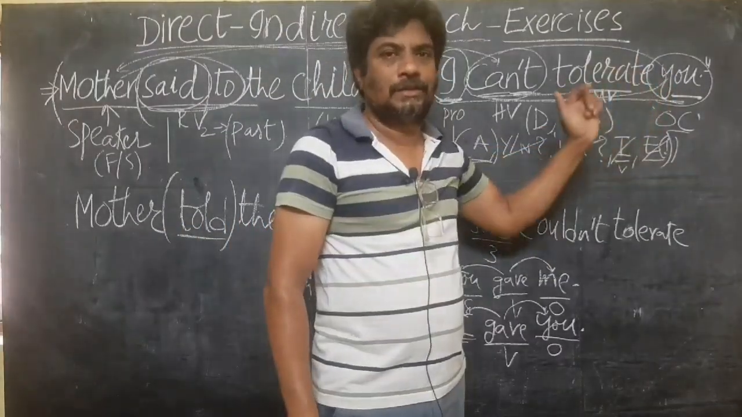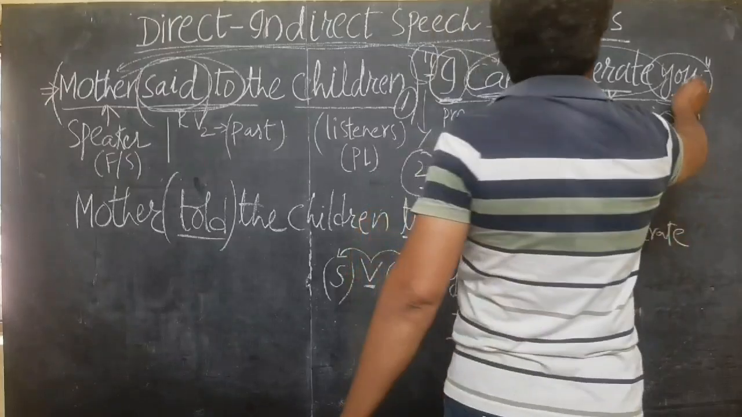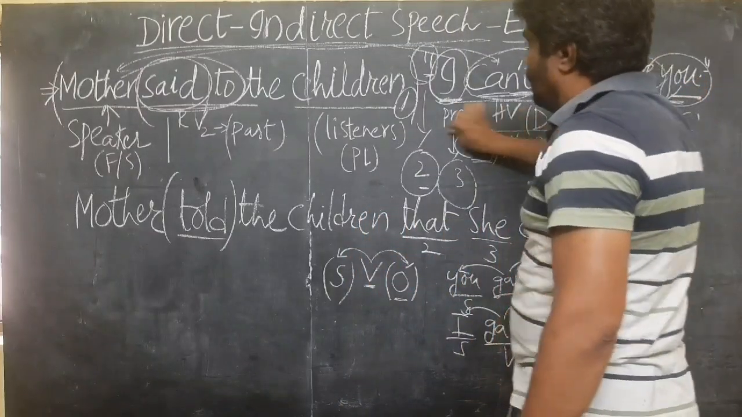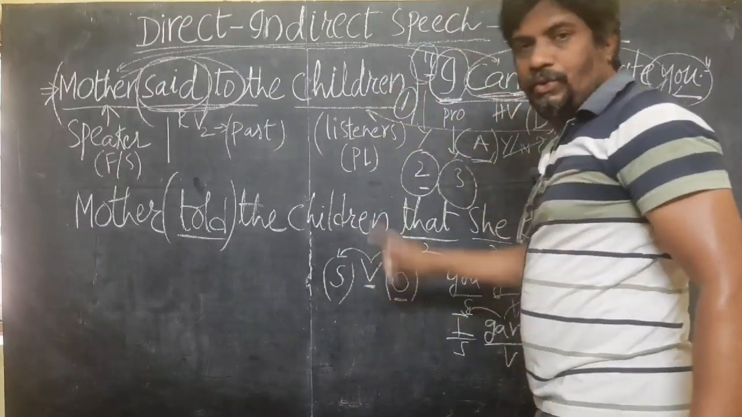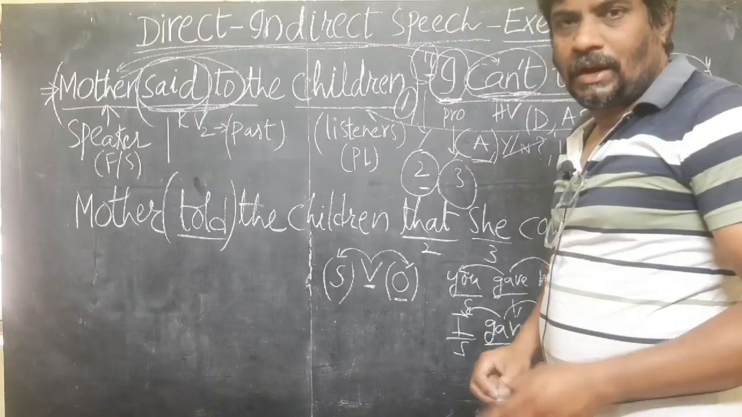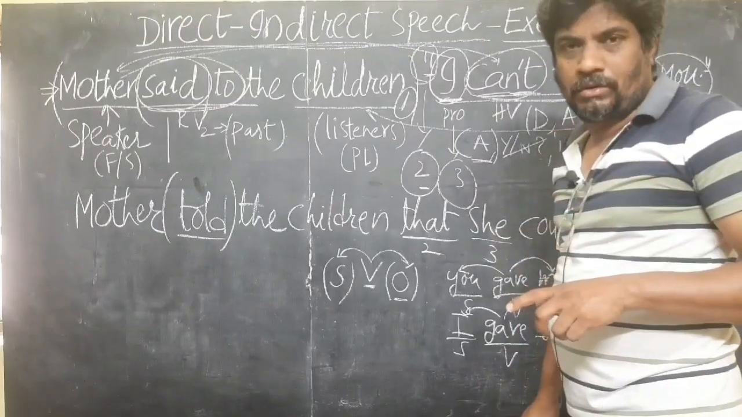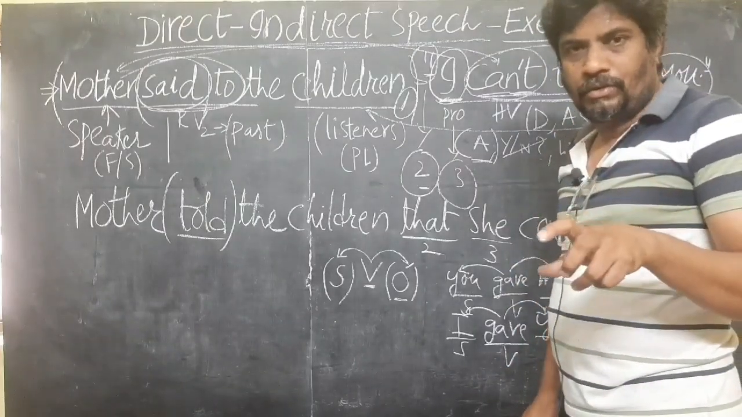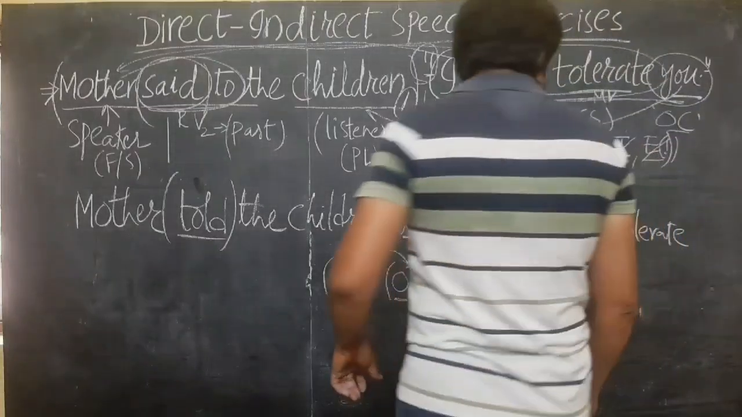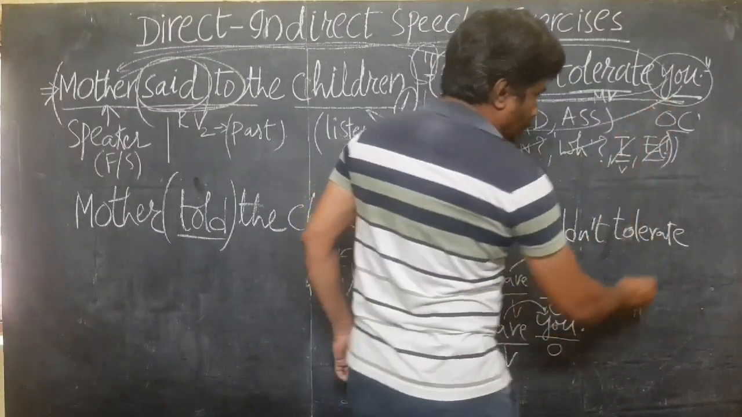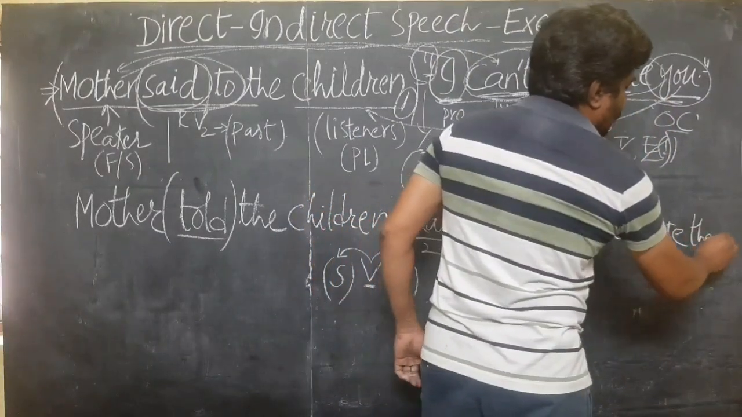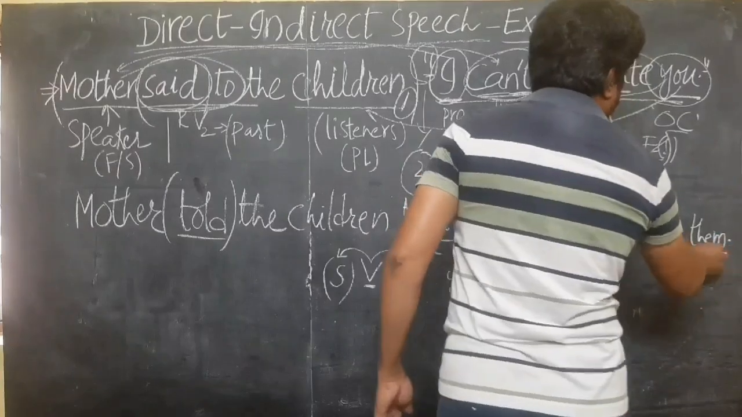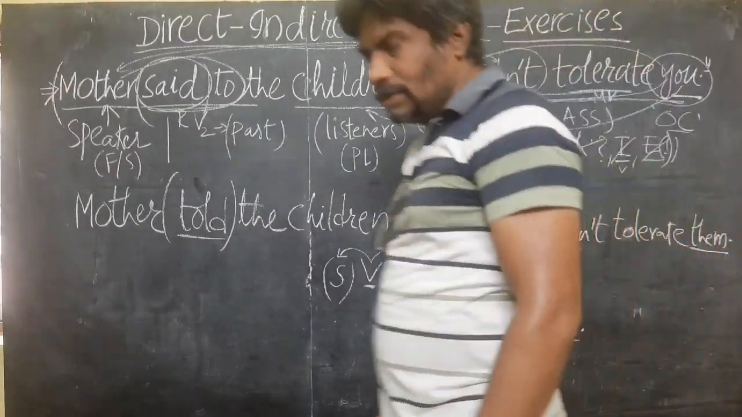How does you change? You is giving reference to children, a plural noun. We don't know the gender. So here you changes to them. T-H-E-M, them. See the changes.